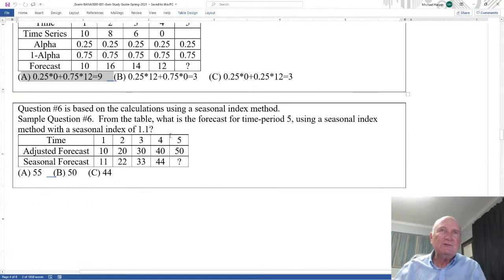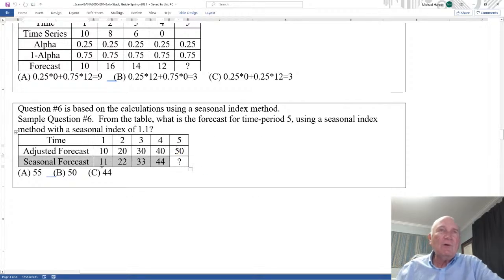Question number 6 is based on calculations using the seasonal index method. From the table, what's the forecast for time period 5 using a seasonal index method with a seasonal index of 1.1? So right here, I have the time, I have the adjusted seasonal, and I have the seasonal forecast.